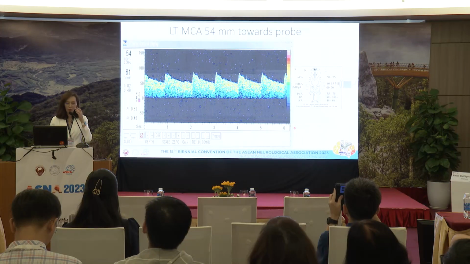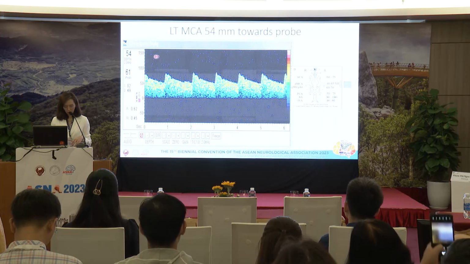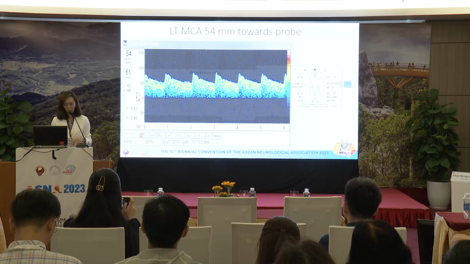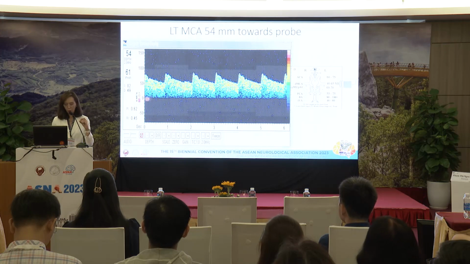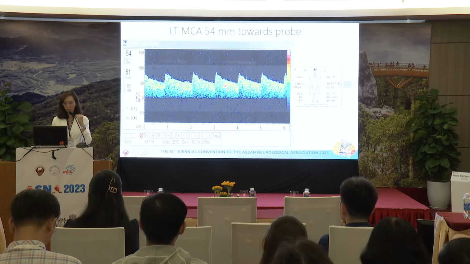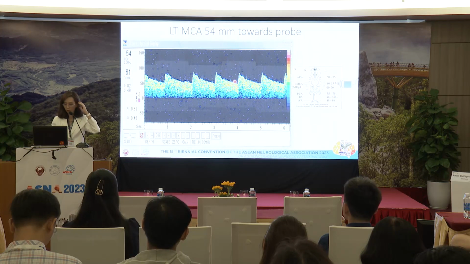So this is an example of middle cerebral artery at the depth of 54, and this is going towards the probe, right? You can see the signal over here, a little small symbol here. This is a probe, and this coming to the probe is above the line. So this graph or this picture is coming towards the probe, and it's likely to be middle cerebral artery if you're doing the transtemporal approach.